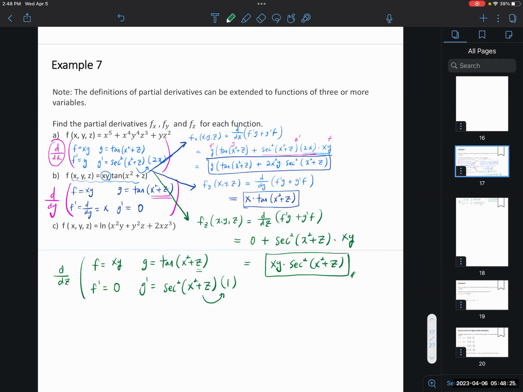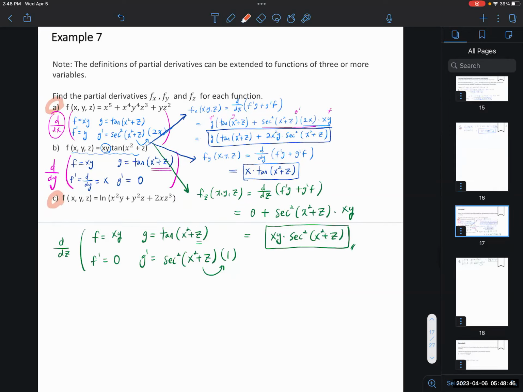So practice, please. So letter A and C. C, you can think about it. So it's the same strategy, just it's 3 variables. Okay, so I'm gonna do more practice, just 2 more, and then I'm gonna wrap up. So let me go down. So try letter A and B yourself. Okay, I'm gonna go down slowly.